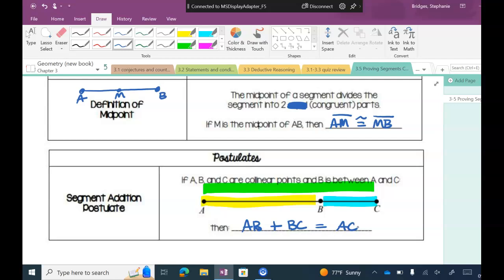Now we're going to start slow with our proofs. We're going to start with some segments, but we're going to then turn it into some algebraic proofs. But then tomorrow we're getting into our real geometric proofs, so we've got to be prepared for that. Is everybody ready? No?